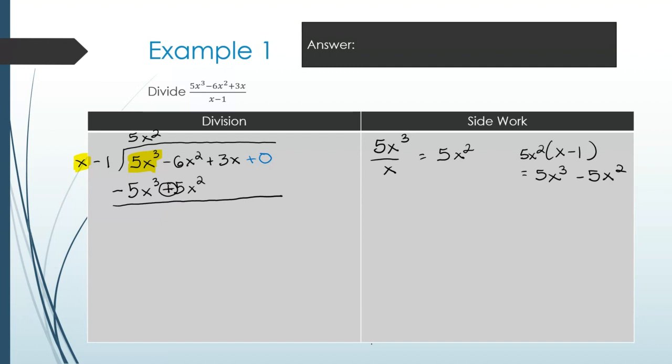There's a little rhyme you can say: draw the line, change the signs, and combine. That will help you remember that you're subtracting and you have to pay attention to negatives becoming positives. So 5x cubed minus 5x cubed is 0. And then minus 6x squared plus 5x squared gives me negative x squared. And now I drop down my next term, the plus 3x. Now I'm going to follow the same process, and I'm going to look at the negative x squared.